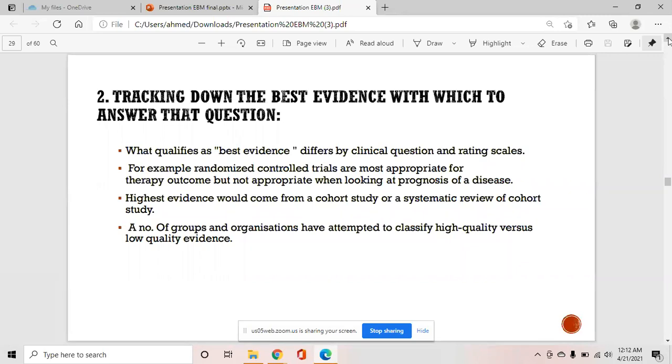Step 2. Tracking down the best evidence with which to answer that question. What qualifies as best evidence differs by clinical question and rating scales. For example, randomized controlled trials are most appropriate for therapy outcome, but not appropriate when looking at prognosis of a disease. Highest evidence would come from cohort study or systematic review of cohort study. A number of groups and organizations have attempted to classify high quality versus low quality evidence.